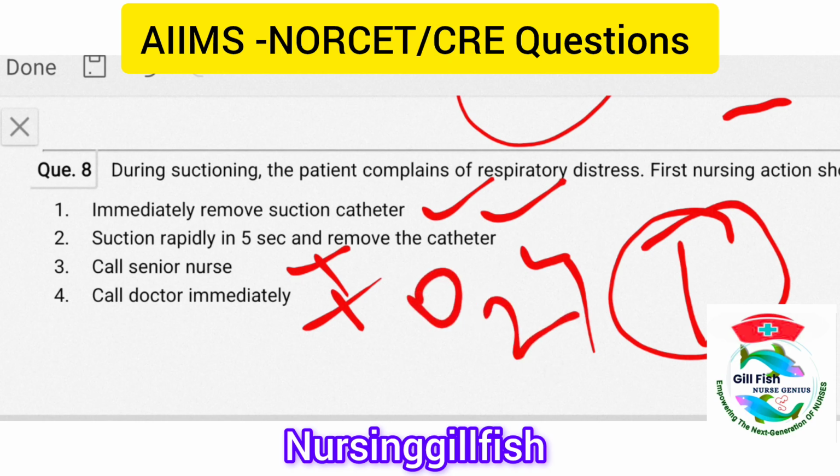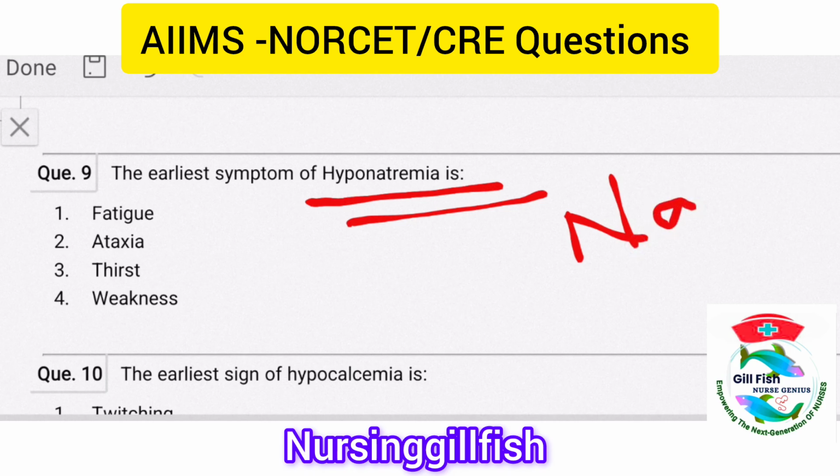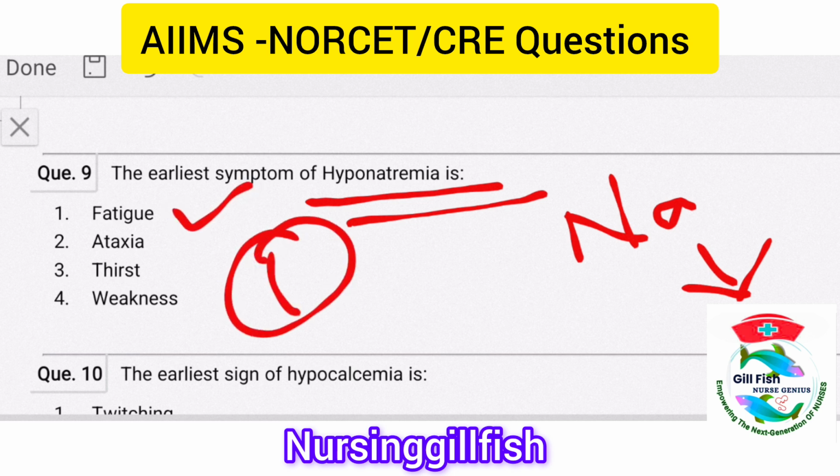Okay, fine. Next question. The earliest symptom of hyponatremia. What do you mean by hyponatremia? It is related to the sodium, so sodium is going to be decreased. Option 1 fatigue, option 2 ataxia, option 3 thirst, option 4 weakness. Whenever you have decreased sodium in your body, what comes? Fatigue. So option 1 will be the correct answer. We can move on to the 10th question.